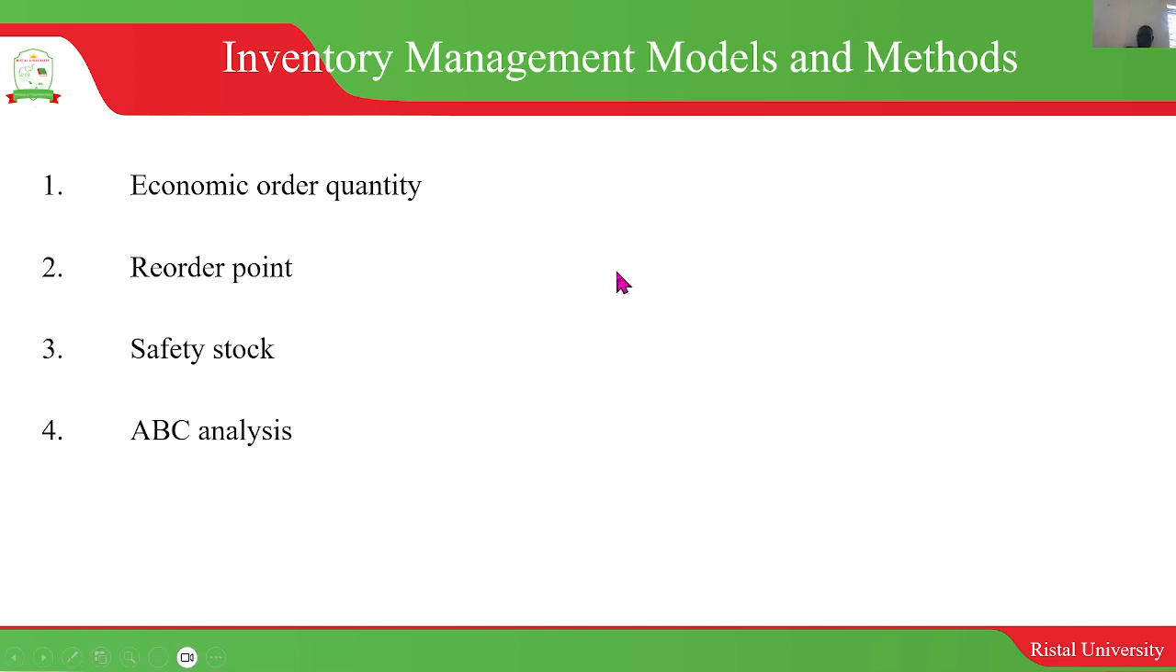Let's look at inventory management models and methods. We are going to look at these four basically throughout this lecture. One is the economic order quantity. We also look at the reorder point. We look at safety stock, and then the ABC analysis system. We shall get more details of this in the coming slides.